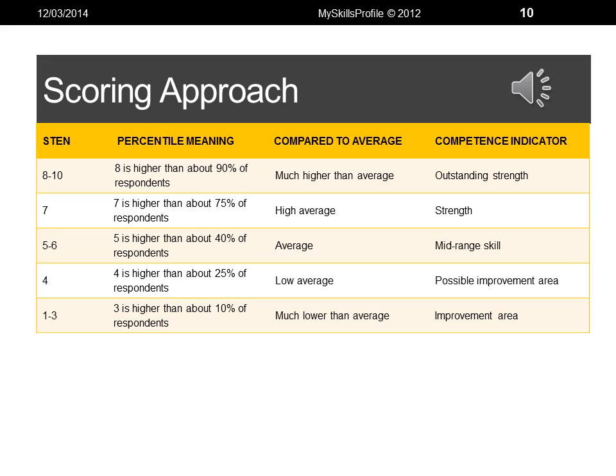For example, a STEN score of 8 means that the test taker has scored equal to, or higher than, 90% of the benchmark group. It also indicates that the area in question is an outstanding strength. Looking at the middle of the scale, a STEN score of 5 suggests that the test taker has average ability, and the area in question is a mid-range skill. And a STEN score of 3 is a lower than average score, indicating that the skill assessed is an area for improvement.